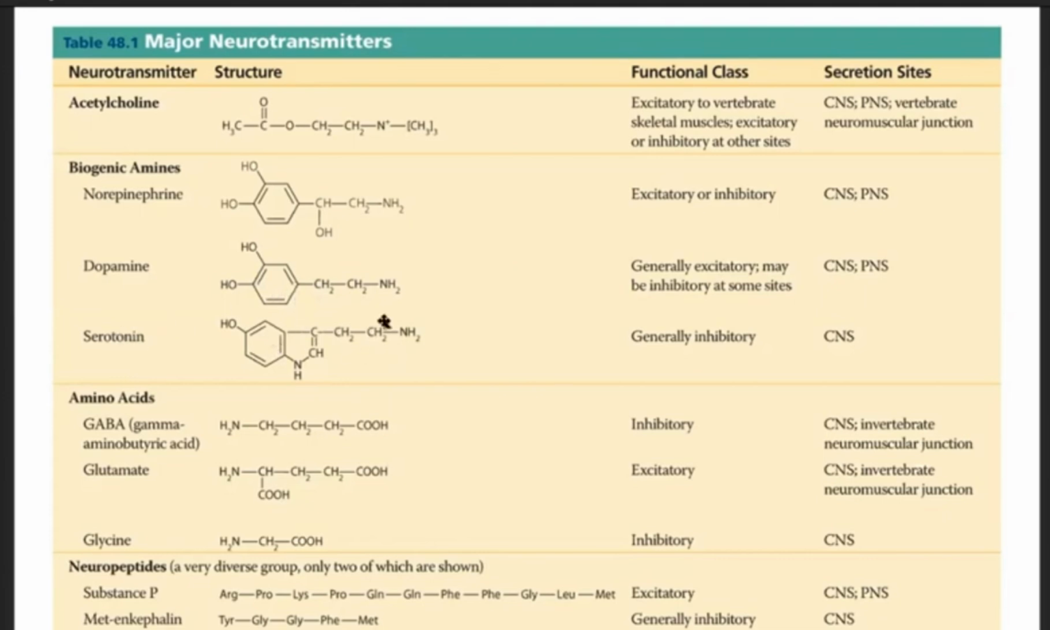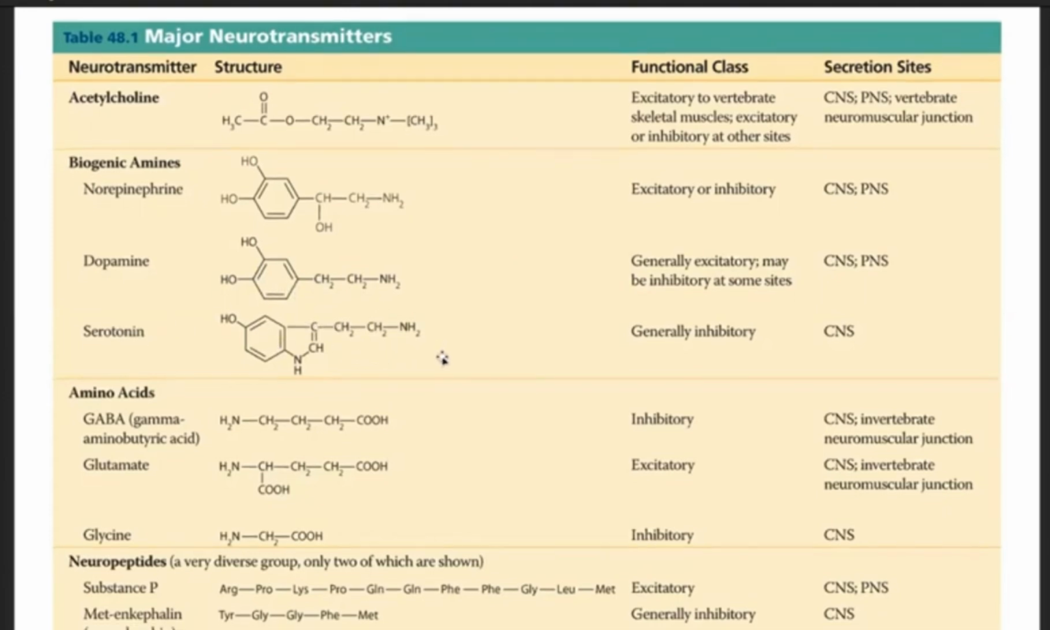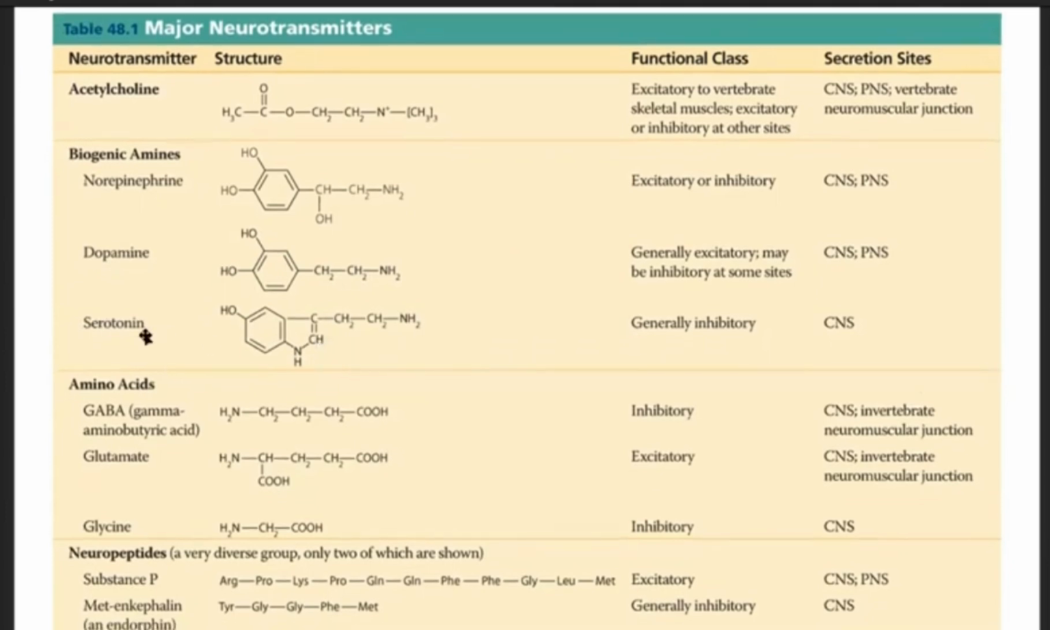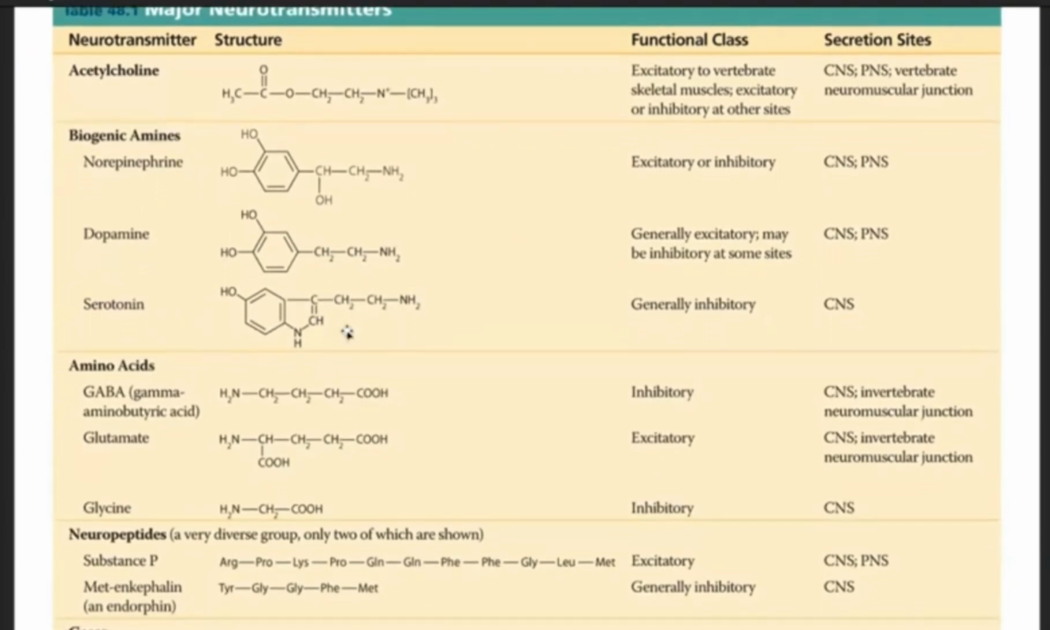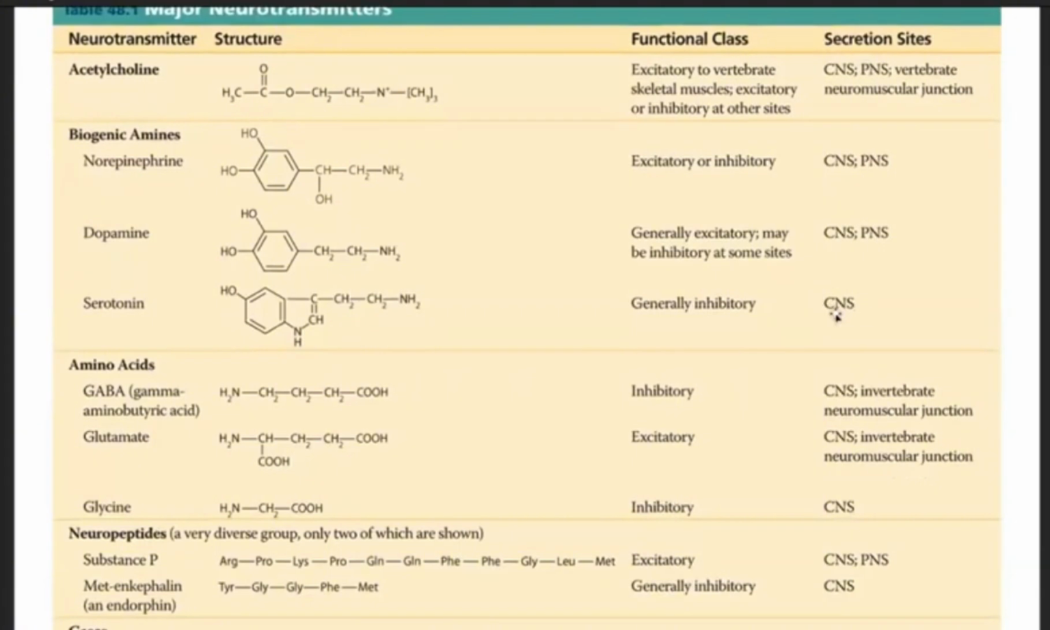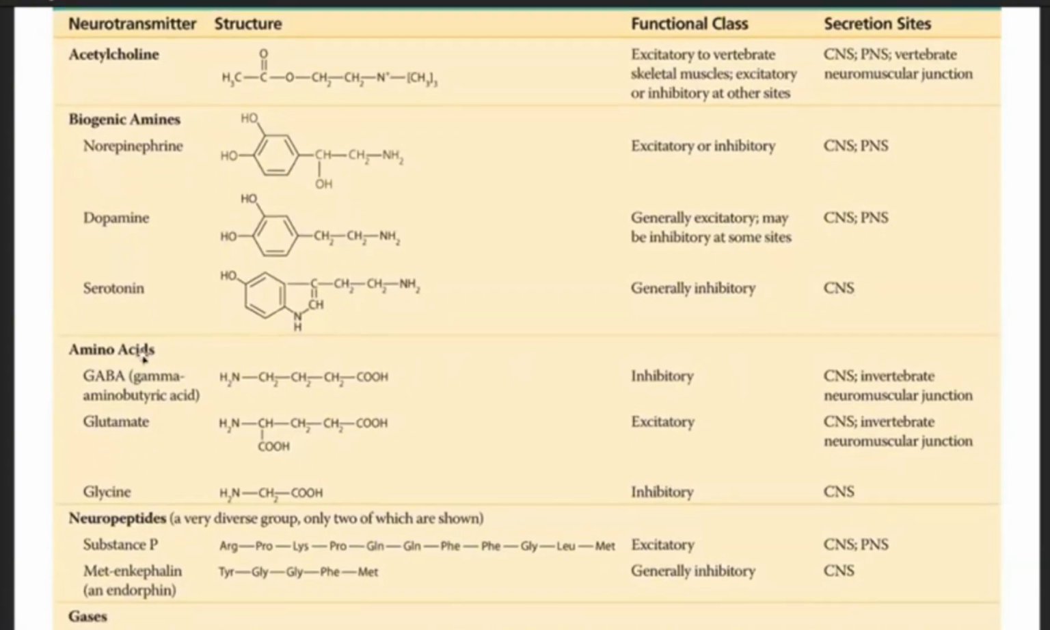Serotonin, okay, generally inhibitory, not to be confused with melatonin. So serotonin, I think, regulates your mood in the central nervous system. As you can see, that's going to be your brain. We also have amino acids like GABA, which is gamma aminobutyric acid. And we also have glutamate and glycine. Glycine, just straight up glycine. You guys probably know what that is already. Glycine is going to be that very, very simple amino acid. They all play some role in the neurotransmitter industry, but you don't have to really know too much about them.